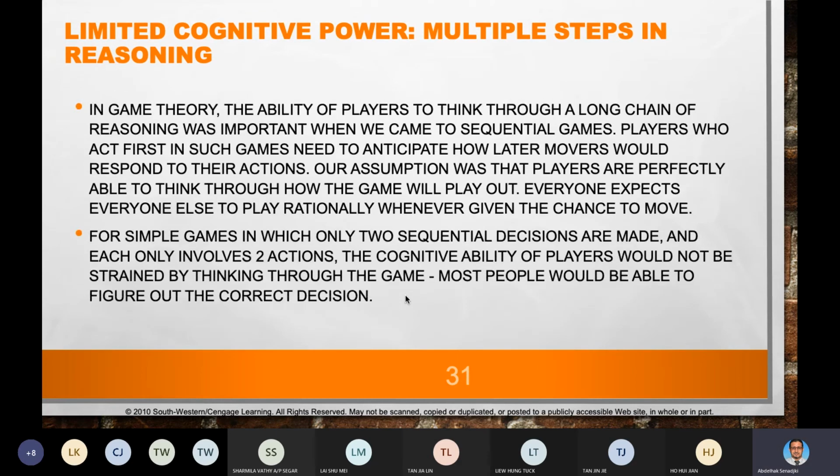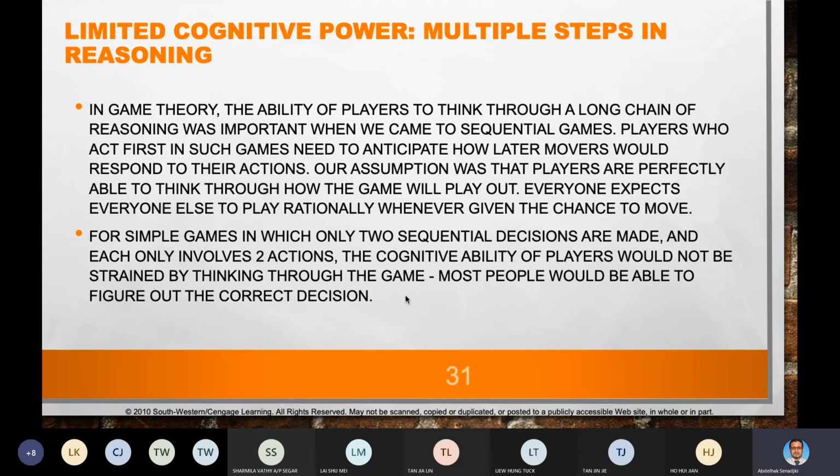In game theory, the ability of players to think through long chains of reasoning was important when we came to sequential games, as I said, where the player who acts first in such a game needs to anticipate how later moves would respond to another player or another action.